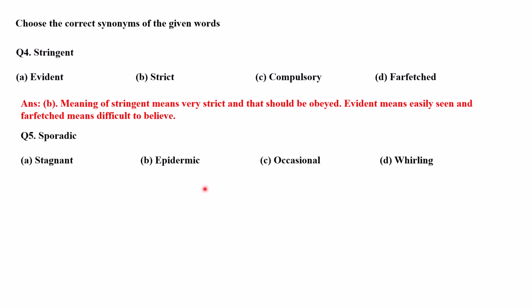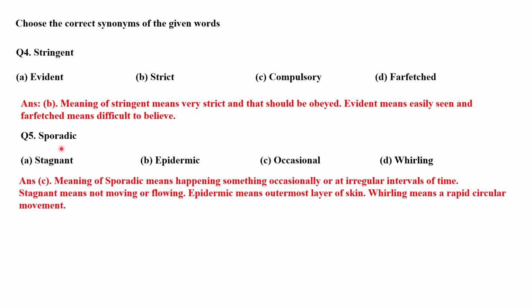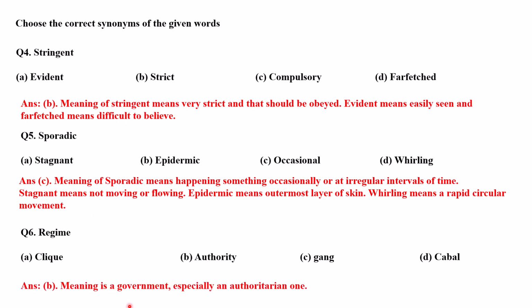But let's see the meaning of the other words also. Stagnant means something which is not moving or flowing. Epidermic, it is a biological term, means the outer layer of the skin. And whirling means a rapid circular movement. So for question number 5, the correct option is option C. Next is regime. Regime is related to some government authority. So you see B is the correct option.